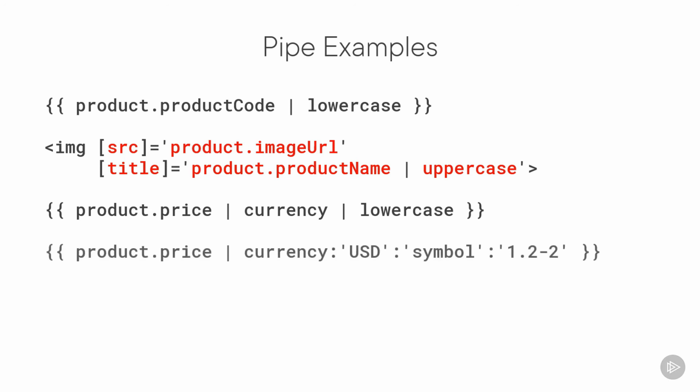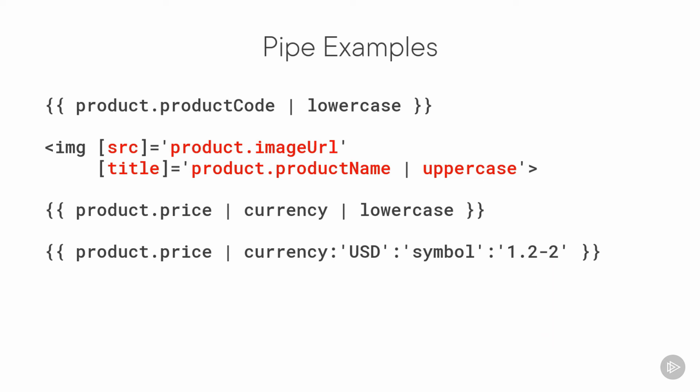Some pipes support parameters. Parameters are defined by specifying a colon and the parameter value. For example, the currency pipe has 3 parameters: the desired currency code, a string defining how to show the currency symbol, and digit info. The digit info consists of the minimum number of integer digits, the minimum number of fractional digits, and the maximum number of fractional digits.